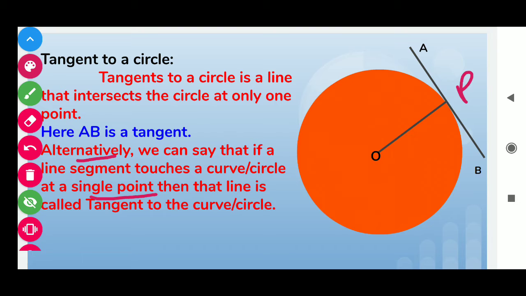Students, it can be possible that if a curve is given, then a straight line touches the curve at one point, then that straight line is called the tangent. So students, in this chapter we will discuss the circles and their tangents.